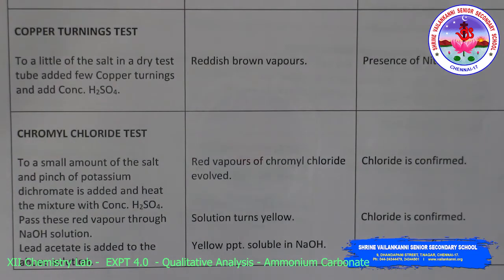Suppose lead acetate is added to the above solution and the solution turns yellow, chloride is confirmed. The yellow precipitate soluble in sodium hydroxide also confirms the chloride salt.